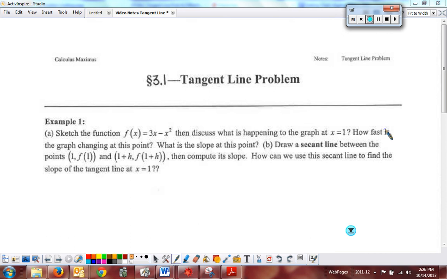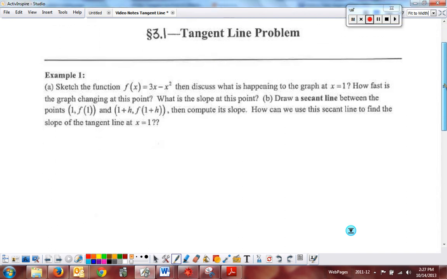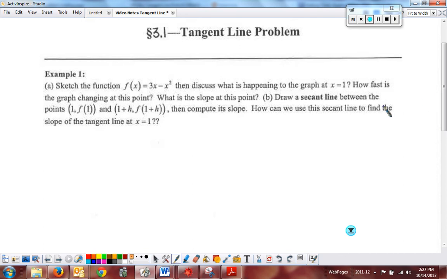All right, today what we're going to look at is the idea of the tangent line problem and how that is connected to the core idea behind calculus, which is a derivative. So the first thing we're going to do is I'm going to let you do some of this, and we'll work together.